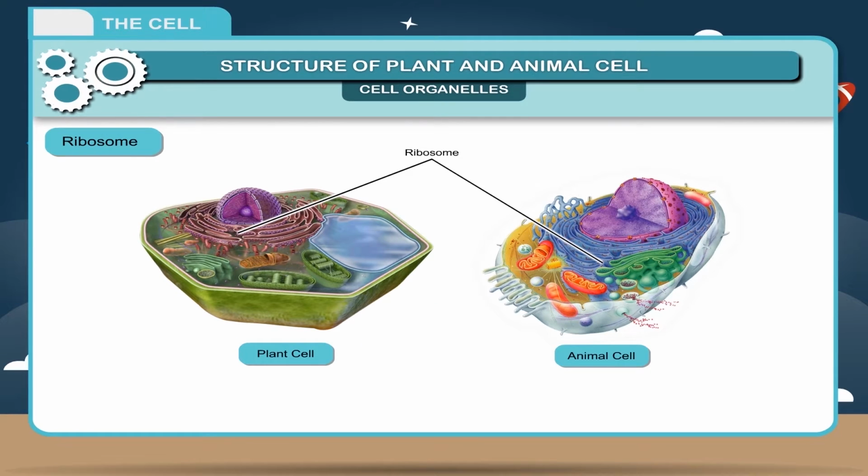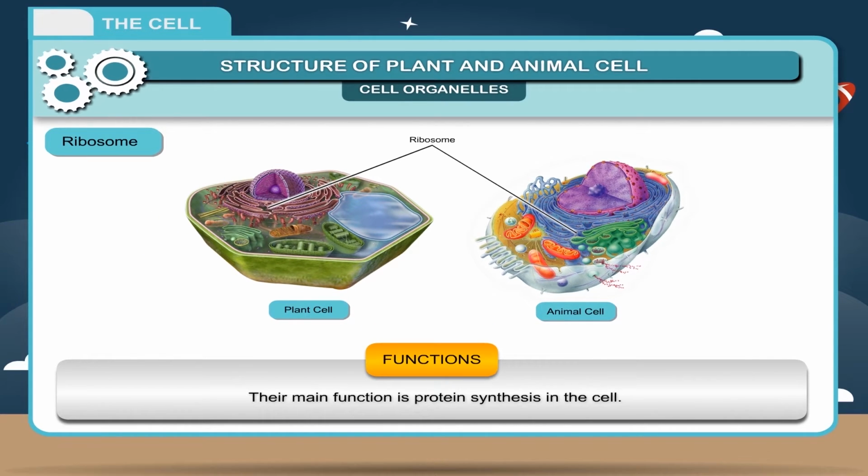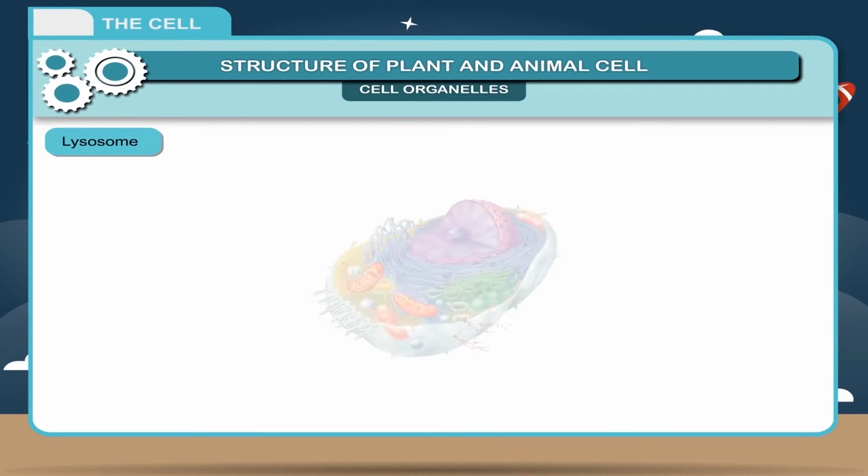Ribosome. The rough-surfaced endoplasmic reticulum contains some granular structures which are spherical in shape, called ribosomes. Functions. Their main function is protein synthesis in the cell.